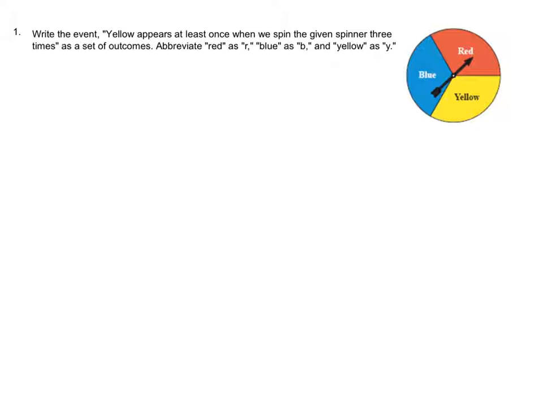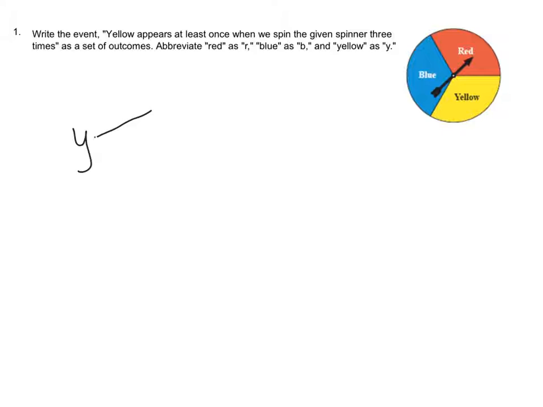To solve this problem, we first need to write the sample space. The sample space is the set of all possible outcomes for spinning the spinner 3 times. To do this, we're going to create a tree diagram. First, I'm going to create a tree diagram for spinning yellow on my first spin. So I'll write a Y for yellow, and again this represents getting a yellow on my first spin.